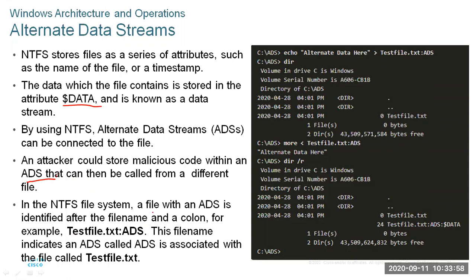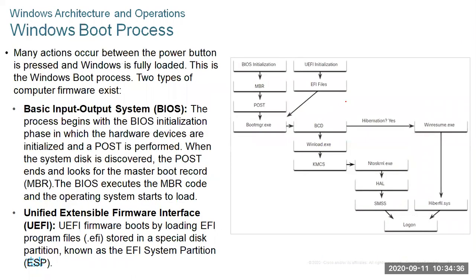So in the NTFS file system, a file with an ADS is identified after the file name and a colon. So for example, testfile.txt and then colon ADS. So the file name indicates that an ADS called ADS is associated with this particular file, testfile.txt. We have the example here, but it has to be in the directory of ADS. So you can call this out and then see what is inside there.